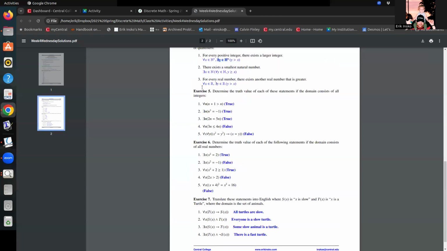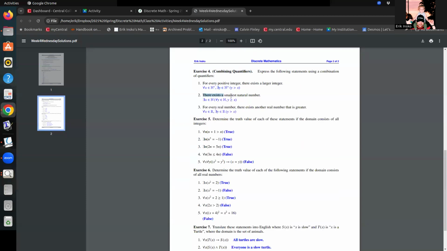Two, there exists a smallest natural number. There exists an n such that for all y and n, y is greater than or equal to x. I think that number is 0, in fact, right? But yeah, that's the statement. For every real number, there exists another real number that is greater. So for all x in the reals, there exists a y in the reals such that y is greater than x.